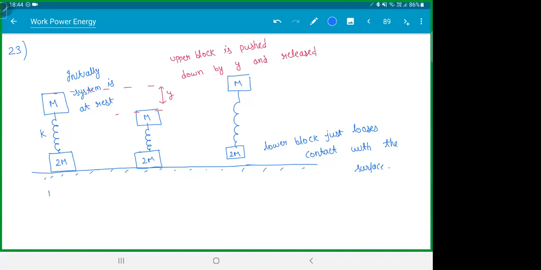So the question is, find the y minimum if the lower block just lifts off. Meaning it just left contact with the ground.